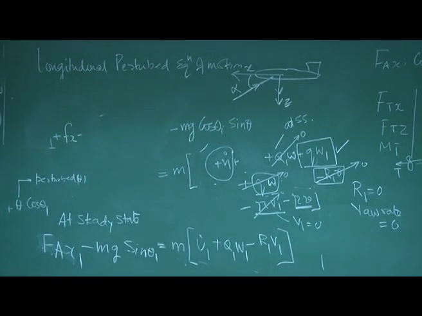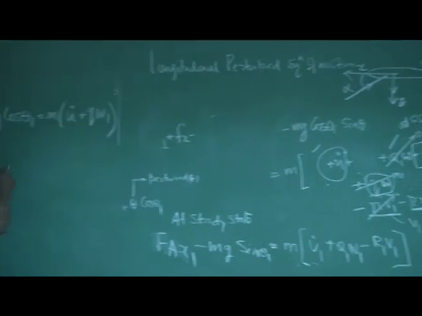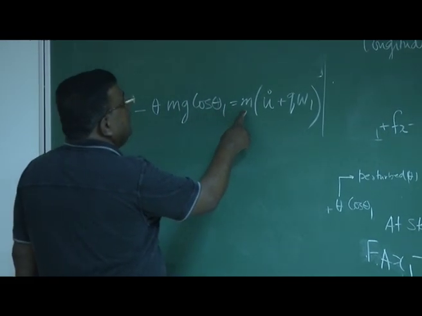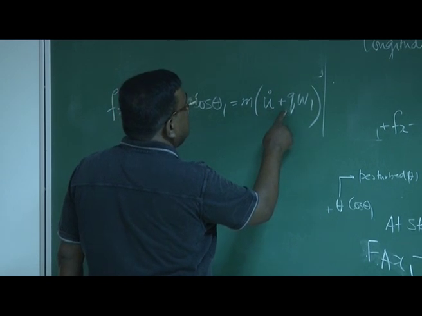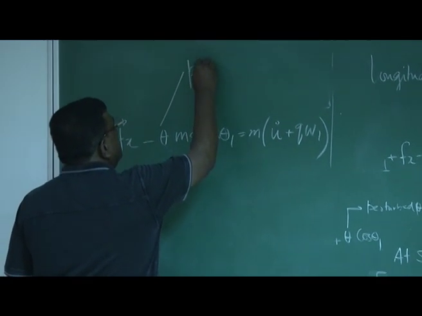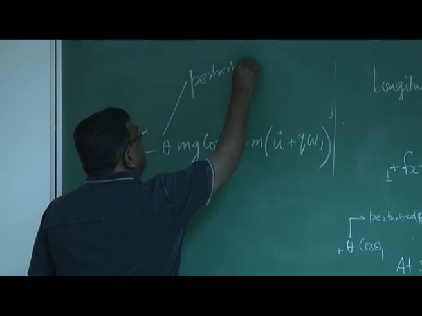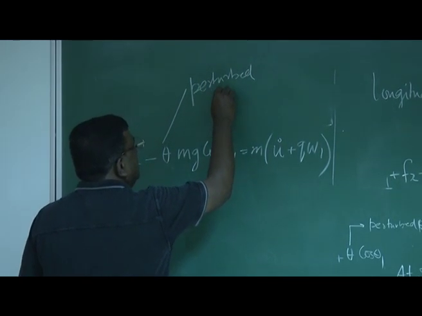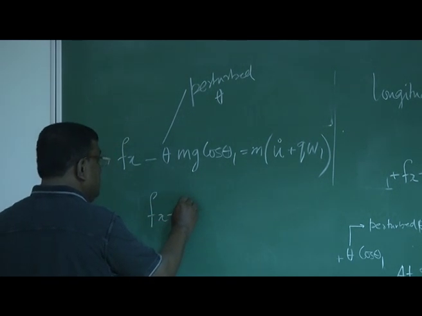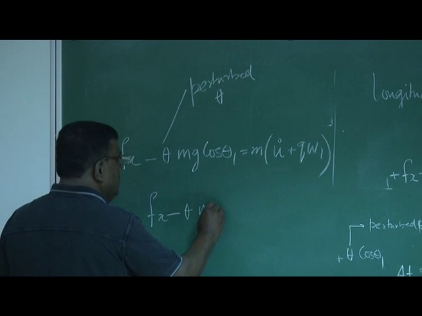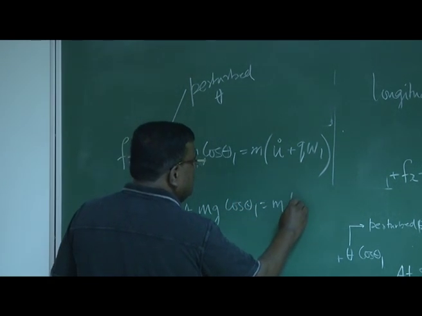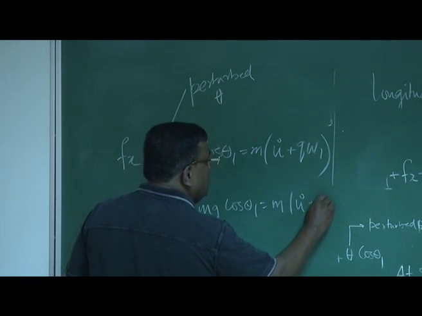So I get the equation Fx minus theta mg cos theta 1 is equal to m u dot plus q w1. What is this theta? Theta is the perturbed pitch angle, or perturbed theta. Okay? So now I can write Fx minus theta mg cos theta 1 is equal to m times u dot plus q w1.